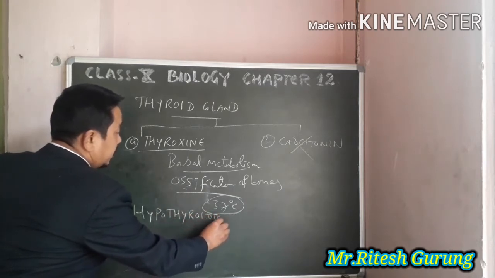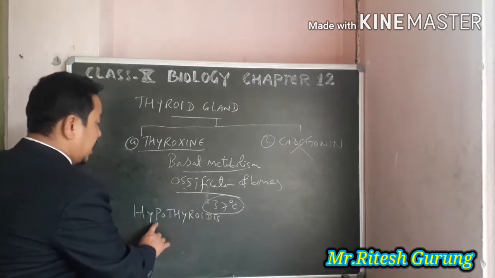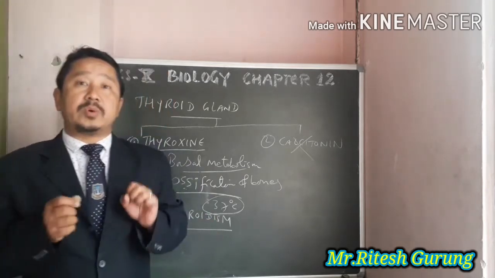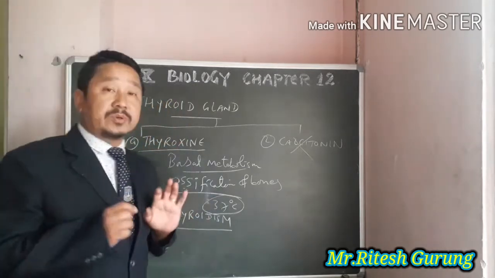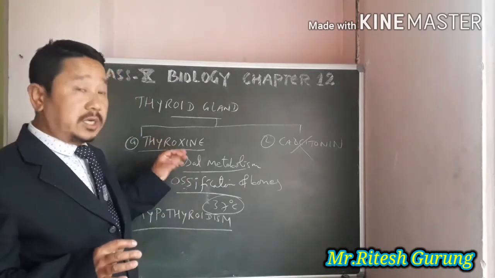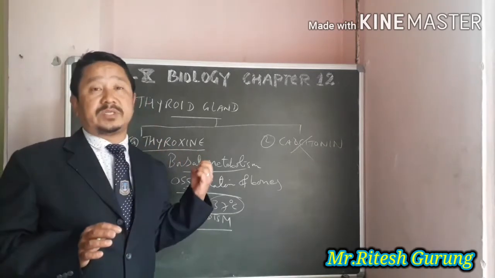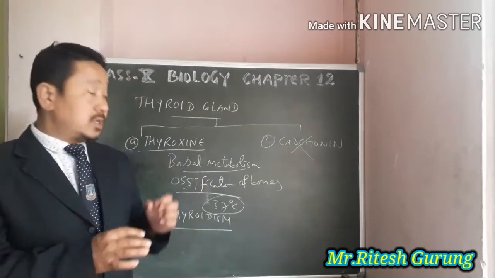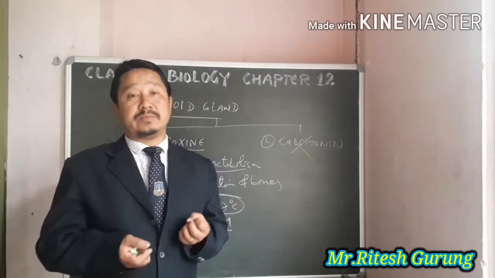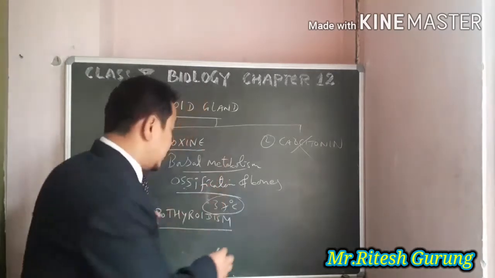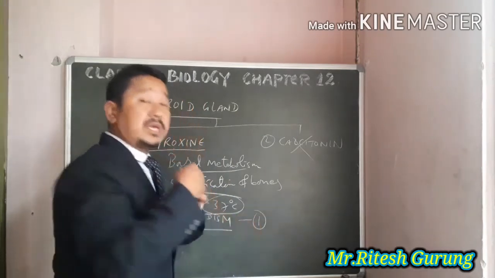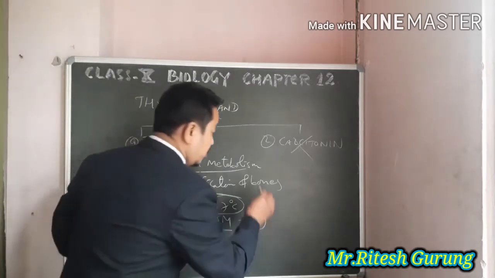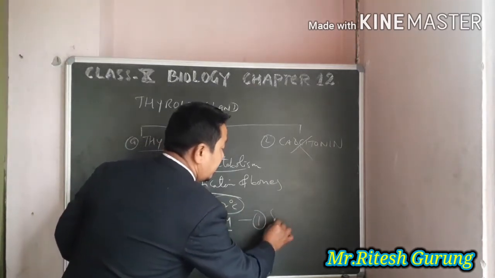That condition is called hypothyroidism, which means hyposecretion of this hormone. If this hormone is secreted less than the body requires, what problems are seen in the body? The problems caused due to hypothyroidism: number one is simple goiter.